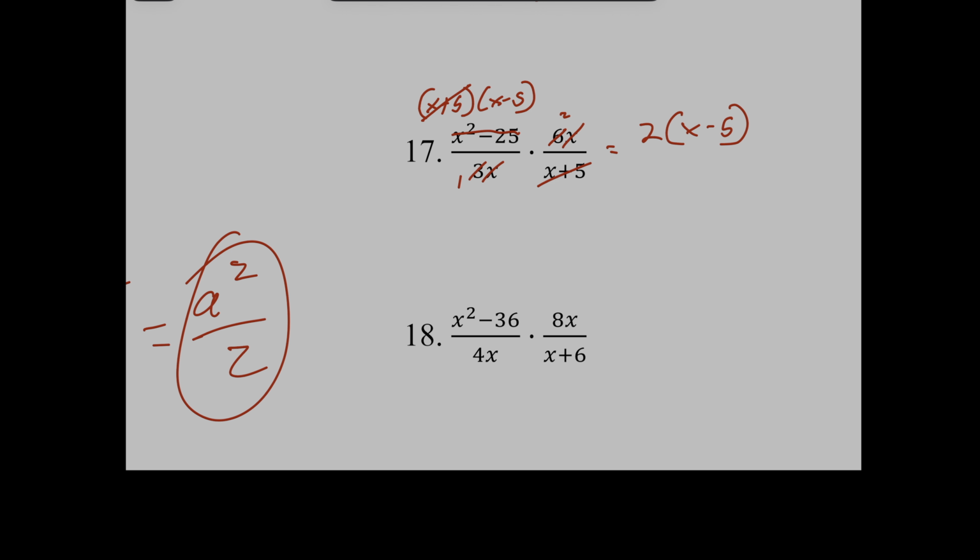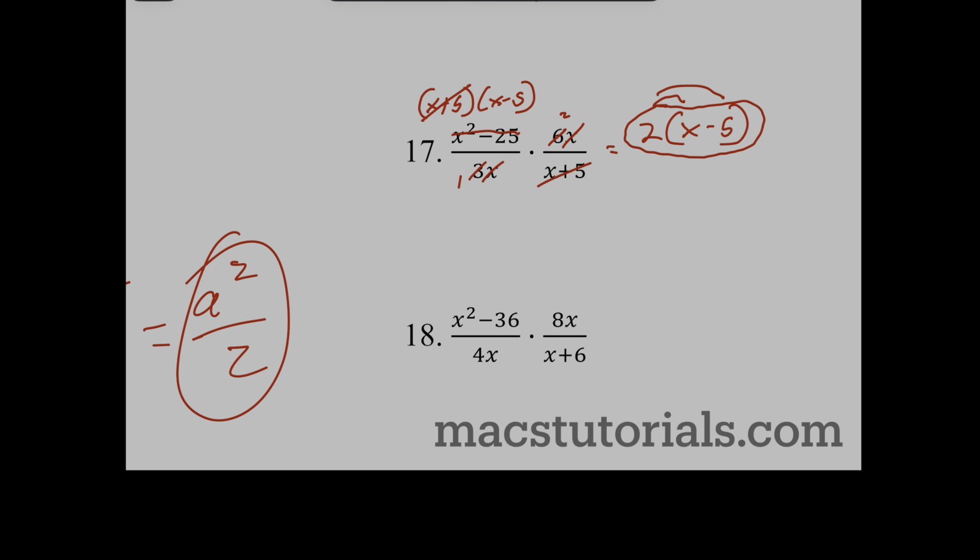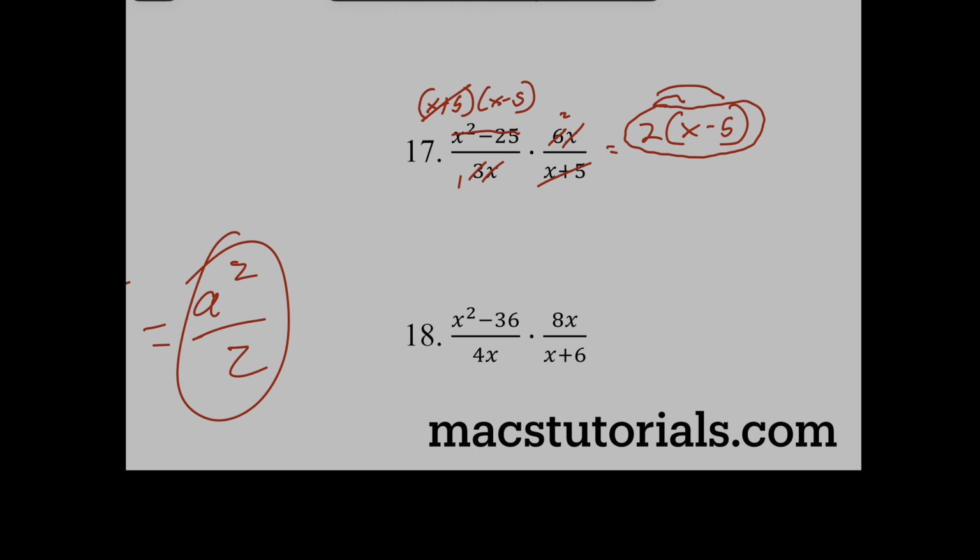Now that brings a question. Can I then distribute that 2 across and get 2x minus 10? The answer is I could, but generally speaking, most teachers consider the fully factored form to be this, because we want it in the form where things are being multiplied. That's what we normally consider to be reduced. So don't multiply it out once you're done.